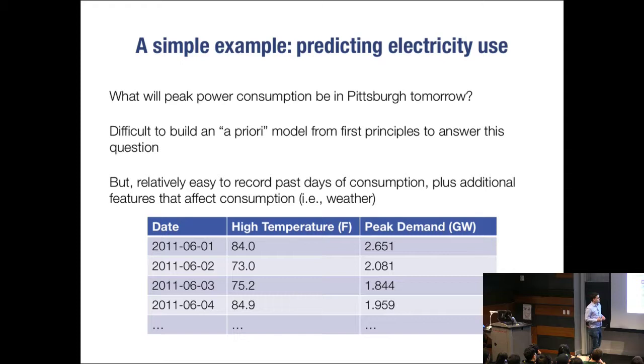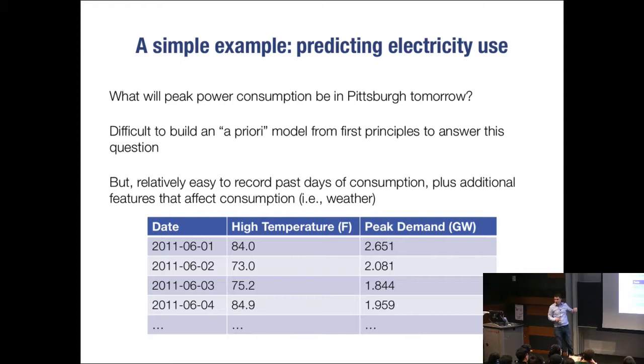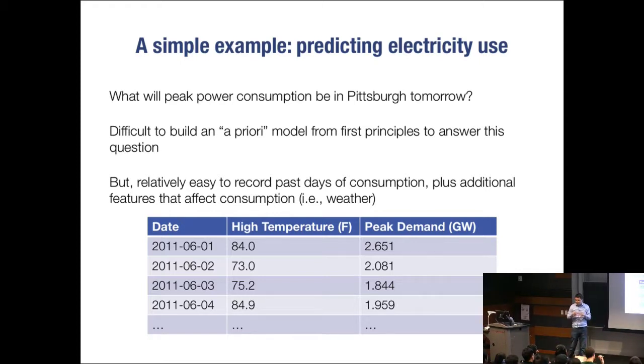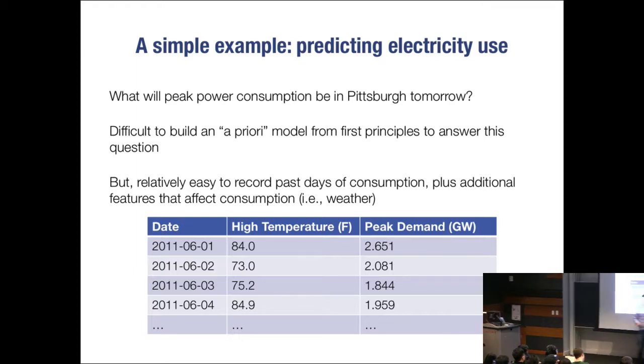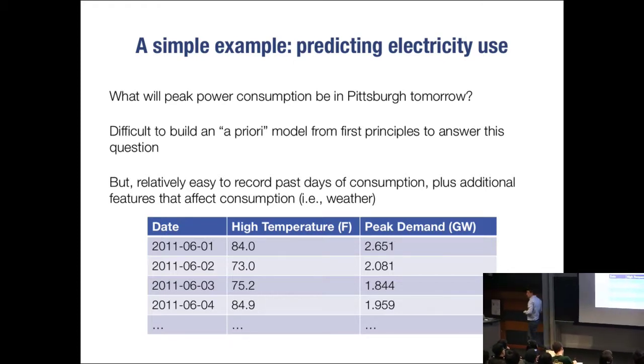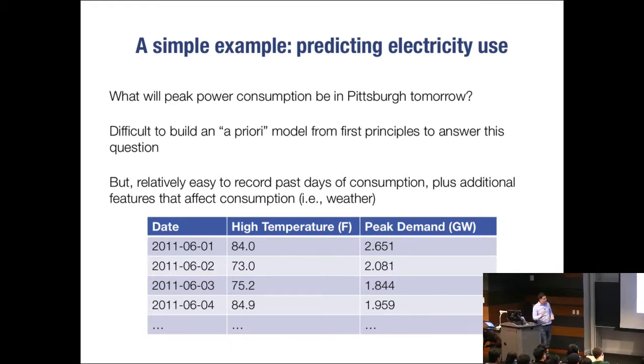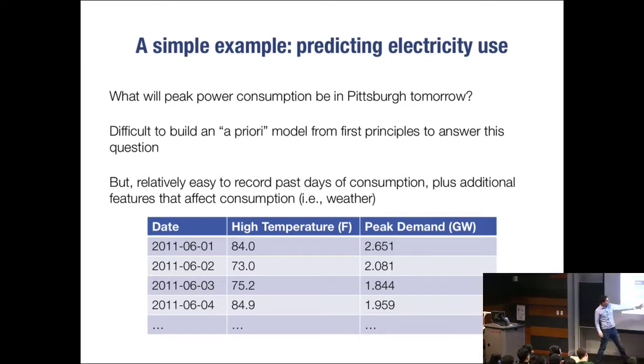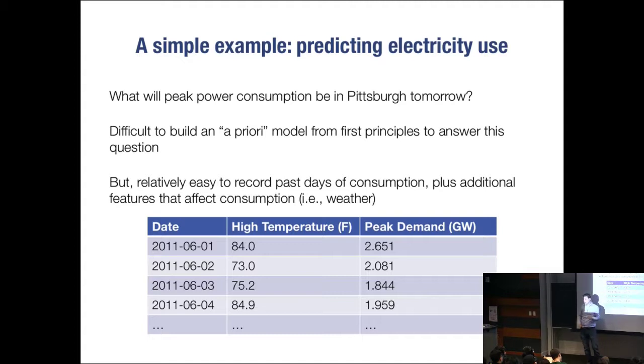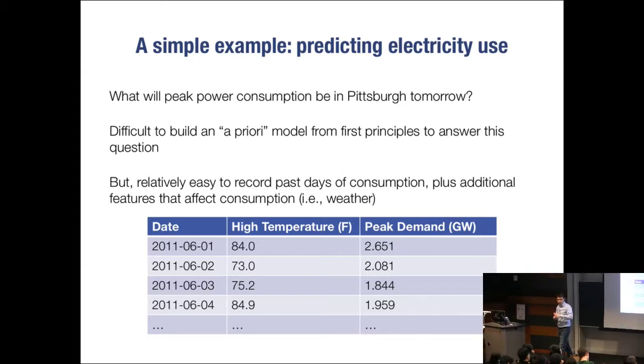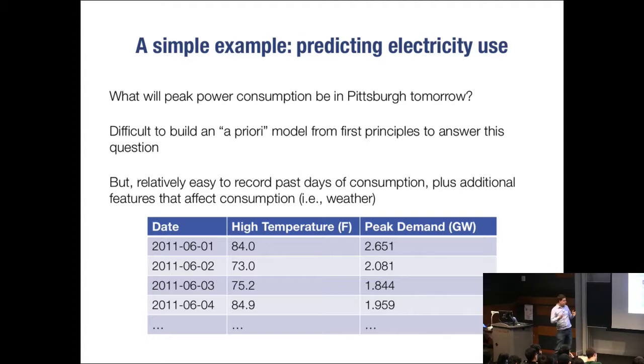But what's relatively easy to do is to look at past historical data, look at relevant features that might impact electricity consumption, and then just record what the actual peak demand was. Okay? So let's just do that. The one relevant feature we're going to focus on here, though we'll focus on others later, is high temperature. At least in the summer months of June through August, consumption in Pittsburgh is largely driven by air conditioning. That's our biggest consumer of electricity, at least. And so you would expect that with higher temperature might come higher consumption of electricity.